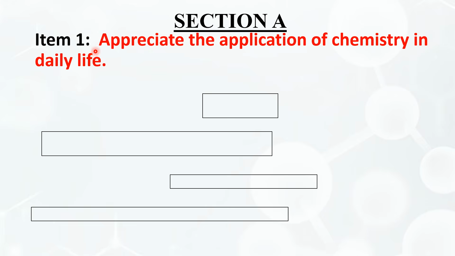Now, item number 1 comes from the element of construct which says the learner appreciates the application of chemistry in daily life. All topics which have the concept of application of chemistry in daily life have been put under section A, item number 1. Which topics are those? Let's look at the first topic, called chemicals for consumers. Chemicals for consumers are covered in Senior 4.